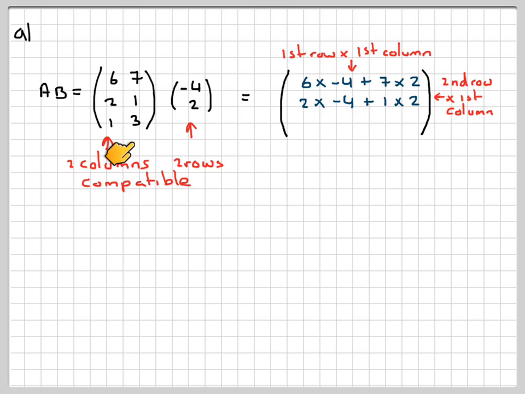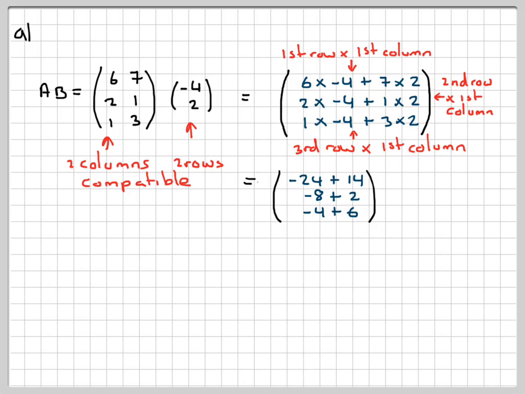And then we do the third row times the first column. So it's 1 times minus 4 and 3 times 2. And then all we do is add those together. So we get minus 24 plus 14, minus 8 plus 2, minus 4 plus 6, which gives me minus 10, minus 6, and 2.